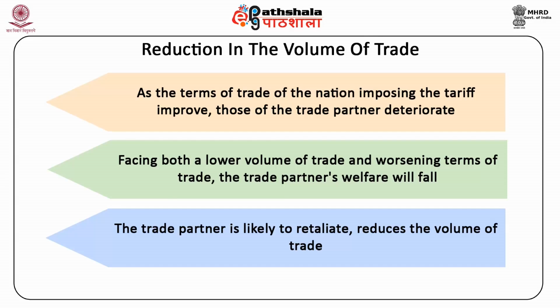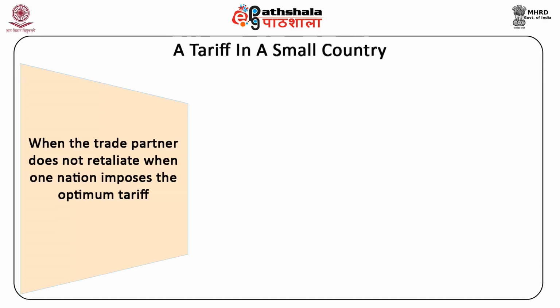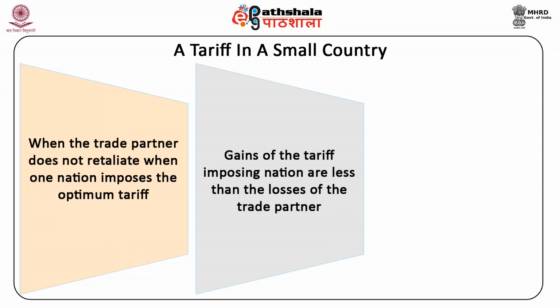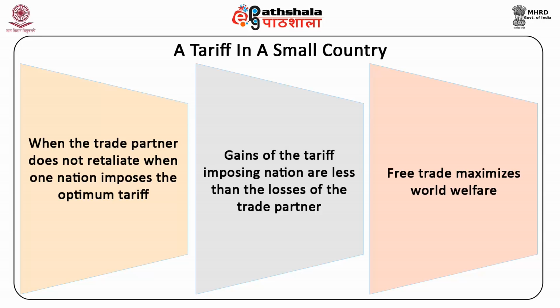Retaliation by the trade partner will definitely reduce the volume of trade still further. The first nation may then again retaliate. In the end, all nations will end up losing all or most of the gains from trade. Also, even when the trade partner does not retaliate when one nation imposes the optimum tariff, the gains of the tariff imposing nation are less than the losses of the trade partner, so that the world as a whole is worse off than under the case of free trade. Therefore, in this sense, free trade maximizes world welfare.